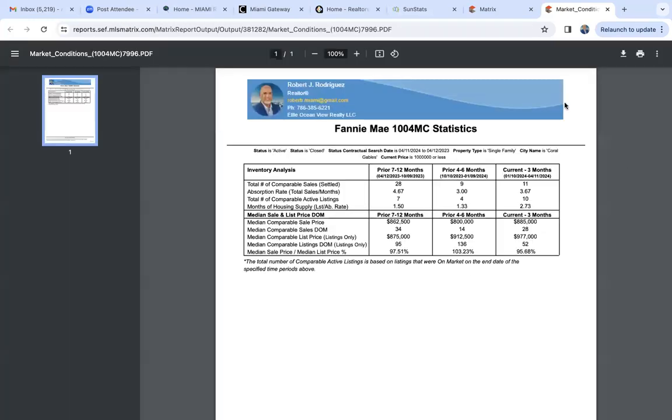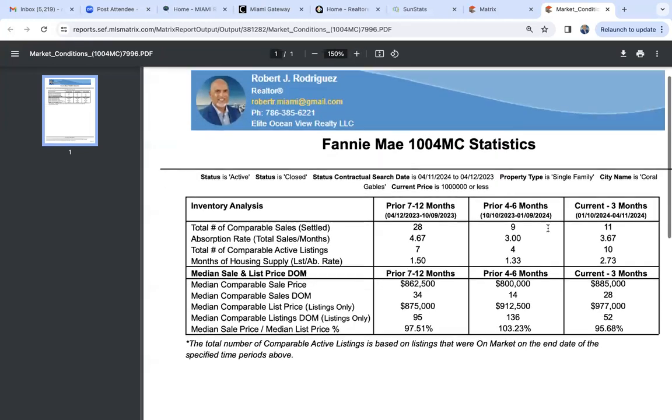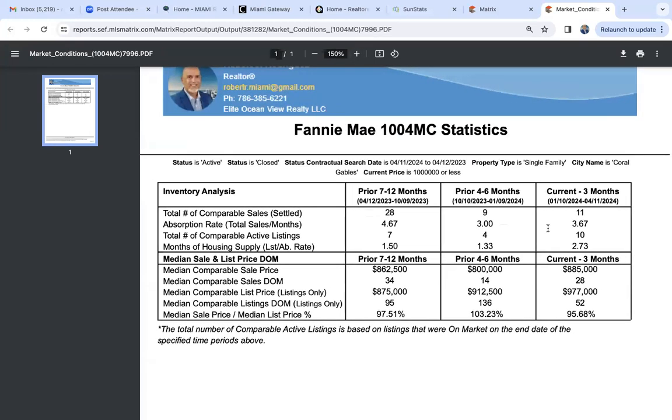Let's click on generate report. And where are we in Coral Gables for $1 million or less? So you've got a client that says, I really want to live in Coral Gables. Well, guess what? It's the same, guys. These are the properties that sell the fastest and there is less inventory.